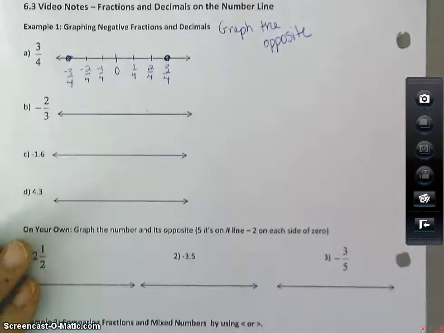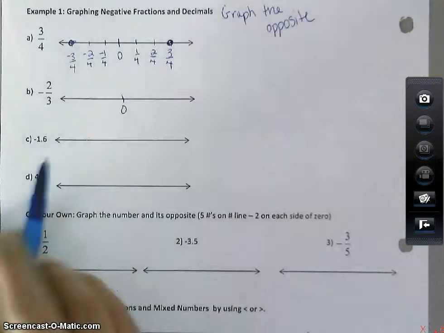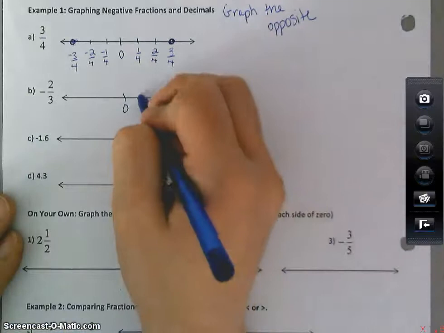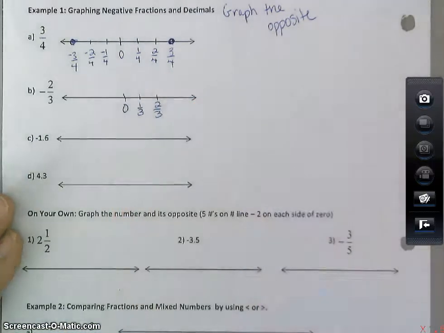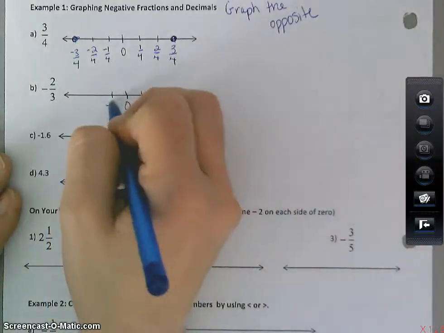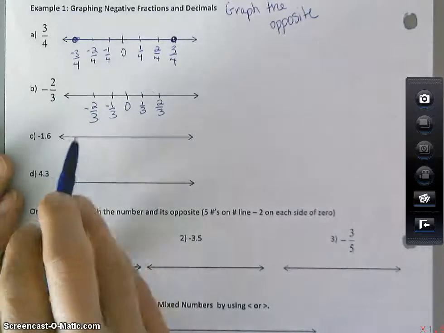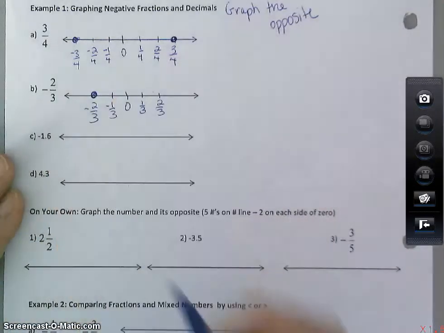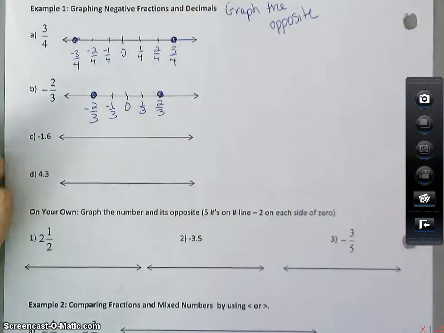So let's look at -2/3. Well, once again, I'm going to start at 0, and now that my denominator is 3, I'm going to count by thirds instead of fourths this time. So now I'm going to go up 1/3 and then up 2/3. And then I need to go to the left as well. So I have -1/3 and -2/3. So I need to graph -2/3 and its opposite. So -2/3 is right here, and +2/3 is right there.